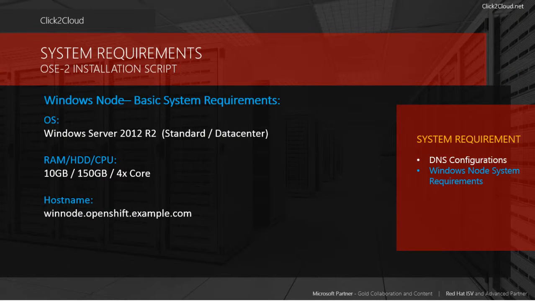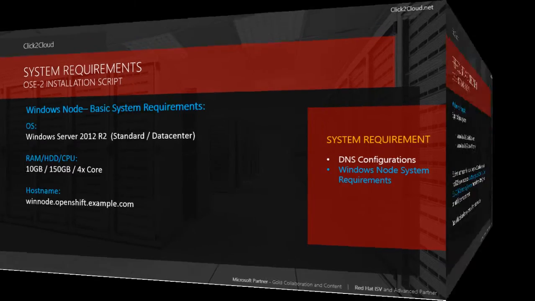We first need to plan system requirements. Basic system requirements are displayed on your screen. For OS, we are using Windows Server 2012 R2. We are using 10 GB of RAM with a 150 GB hard disk and a 4x core processor. For hostname, we have winode.openshift.example.com. The displayed configuration is not the minimum requirement.